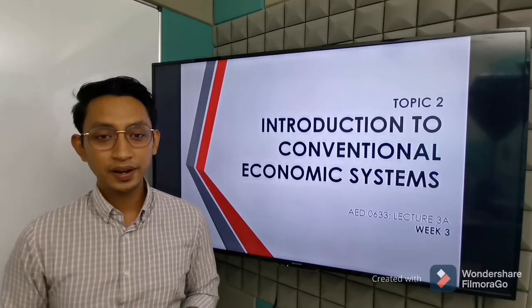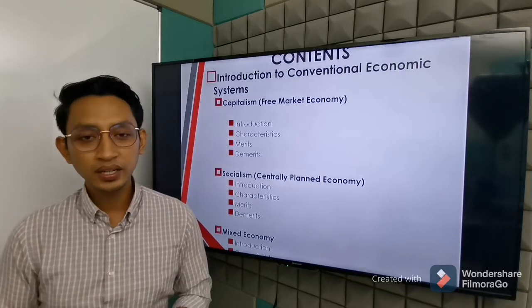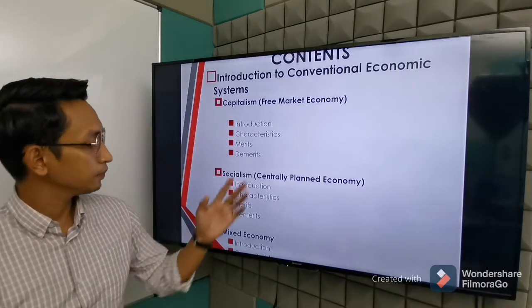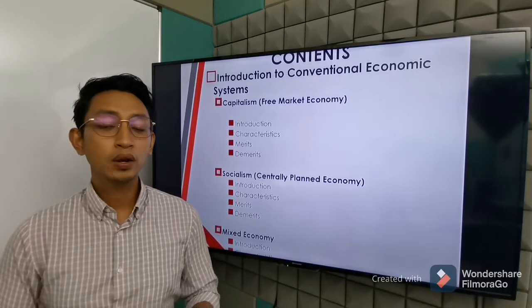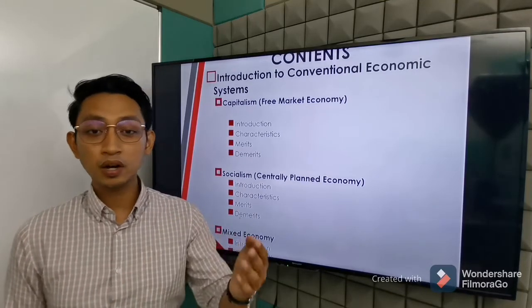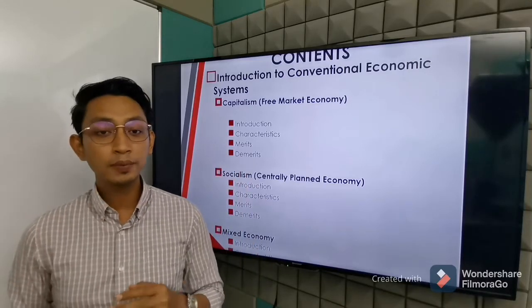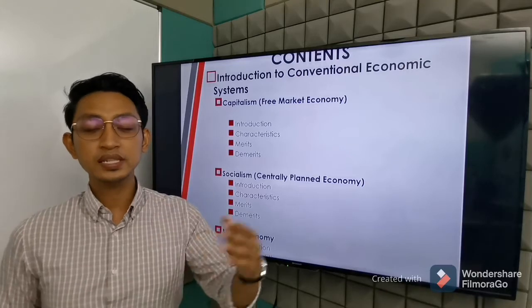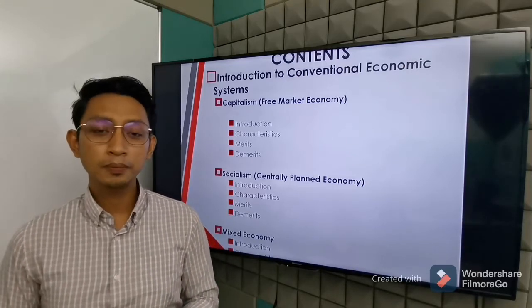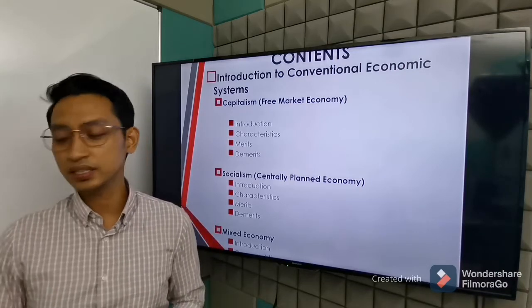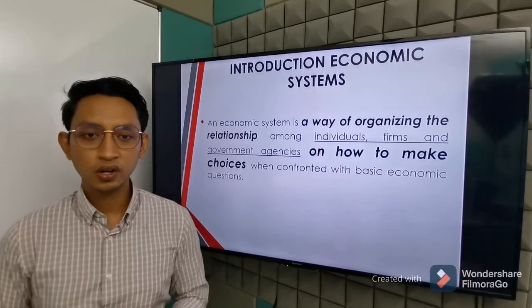So the way we answer these 3 fundamental economic questions will determine what kind of economic system we are practicing. Basically, economic systems can be divided into 3 types. First one is capitalism, second one is socialism, and third one is mixed system. Then what about Islamic economy? Islamic economy is not considered as part of this economic system. Why? Because the Islamic economic system is something else, and that is what we will be discussing in our next lecture, inshallah.